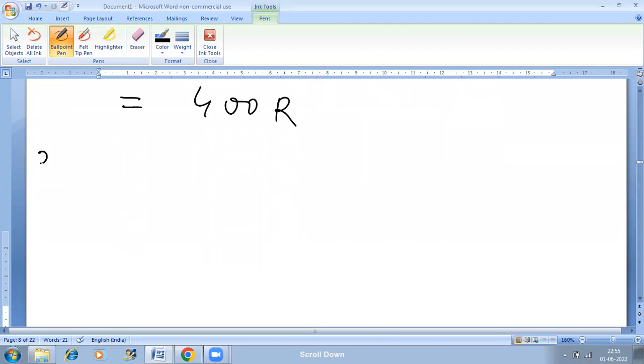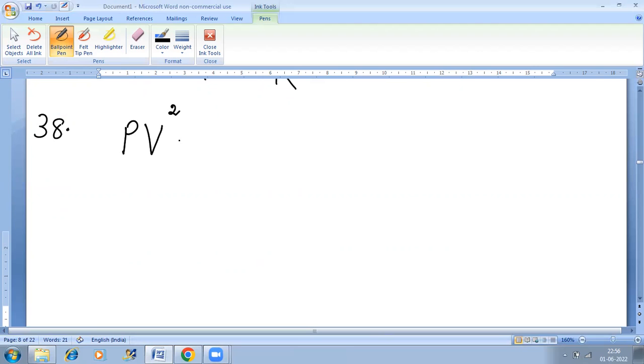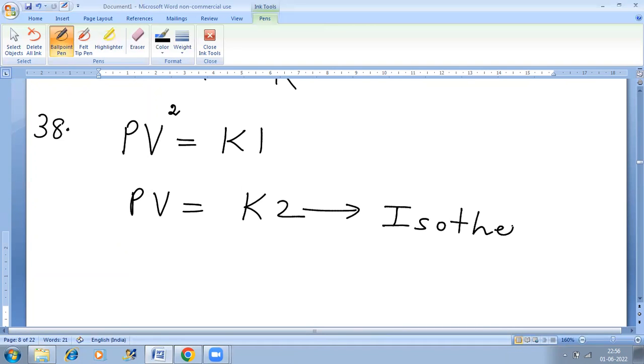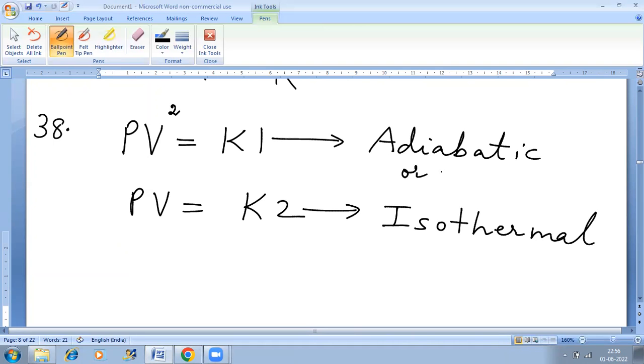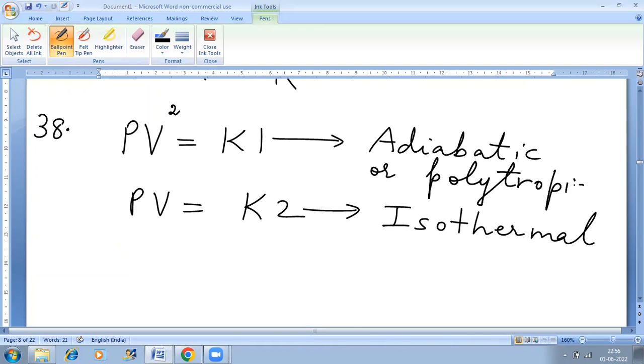Question number 30. PV squared is equal to K1 and PV is equal to K2. Expansion is taking place, they have mentioned it. Now this is nothing but isothermal, that is a reversible isothermal process. This is a reversible adiabatic, similar to adiabatic, or you can say polytropic.